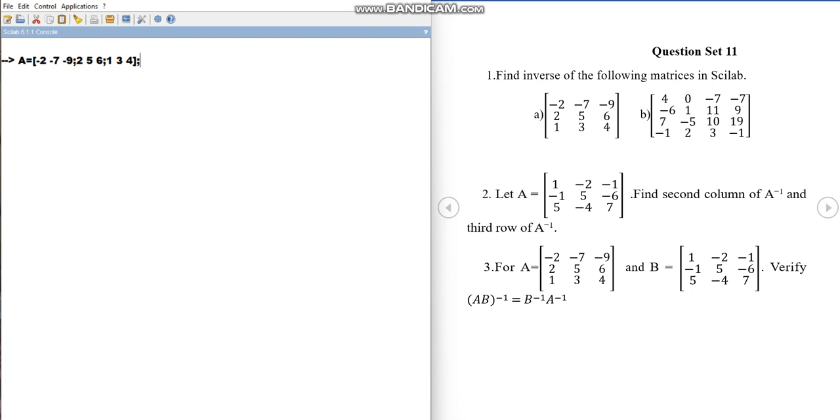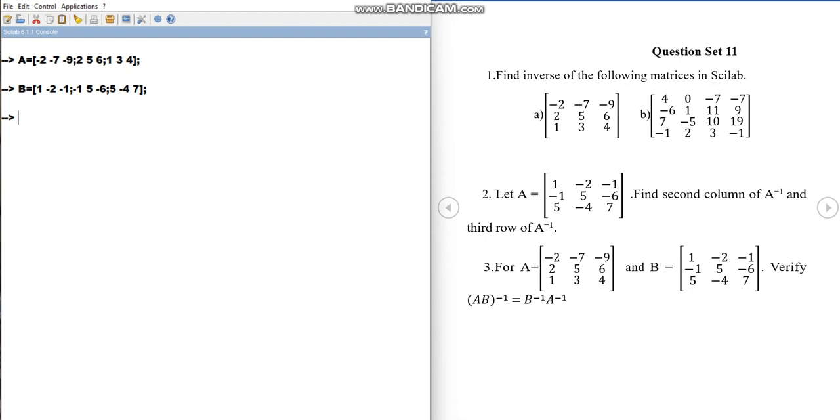Let us call this A, and the B matrix is 1, -2, -1, -1, 5, -6, 5, -4, 7. Let us call it the B matrix. These two matrices, the same we are using in questions 1 and 2, and the same matrices are there in question number 3. So A and B are there.